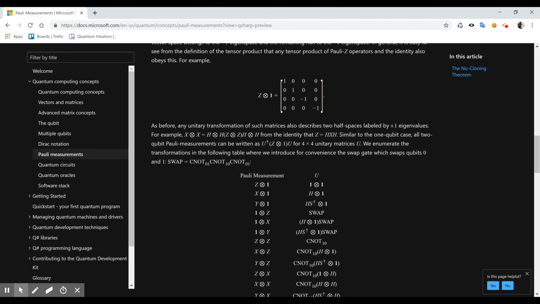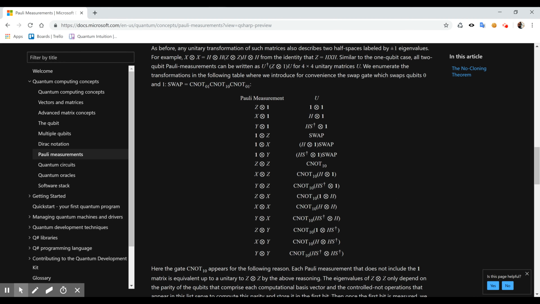I'd be curious, because that's a measurement against Z, and 1Z is a swap. Oh, no, sorry. I got that wrong. Okay, now I get it.